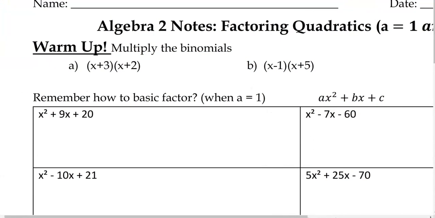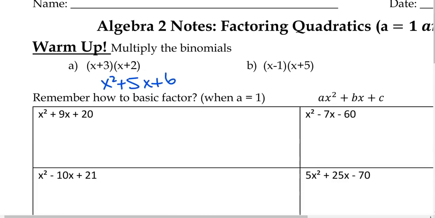Go ahead and do your warm-up of x plus 3 times x plus 2, and do x minus 1 and x plus 5. So do that real quick and check with your partner and see if they're the same thing. How did we answer the first one? What you got for me? Yes, ma'am. X squared plus 5x plus 6.